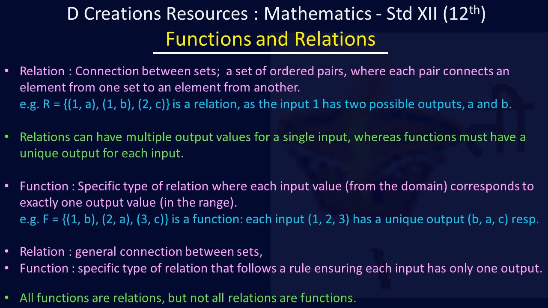And just to remind you about domain and range, the collection of all the first values in the ordered pair is going to be the domain, and the collection of the second values in the ordered pair is going to be the range. So usually domain is denoted as X and range is denoted as Y.